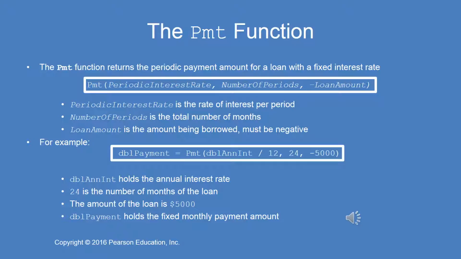So here's an example. Double payment, which is going to be declared as a decimal value, equals payment, double annual interest divided by 12. Because if your interest is specified per year, you need to divide it by 12. And then it would be for a 24-month loan of $5,000, and that will calculate the fixed monthly payment amount for that loan.